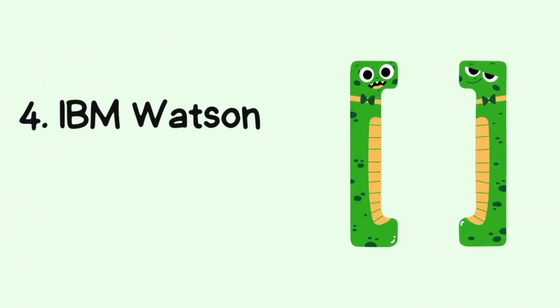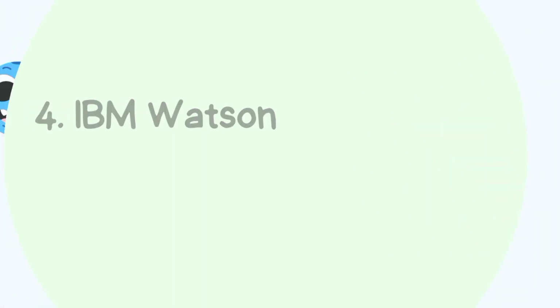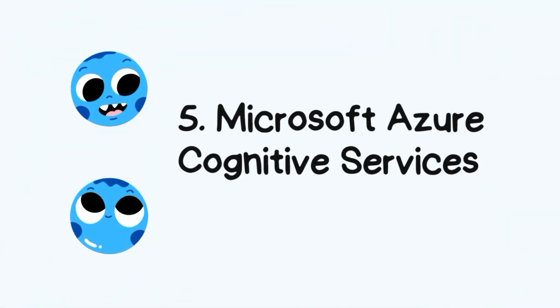IBM Watson. IBM Watson is a suite of AI-powered tools and services that includes natural language processing, computer vision, and predictive analytics. It can be used to build intelligent chatbots, automate customer service, and analyze large volumes of data to identify patterns and insights. Microsoft Azure Cognitive Services.